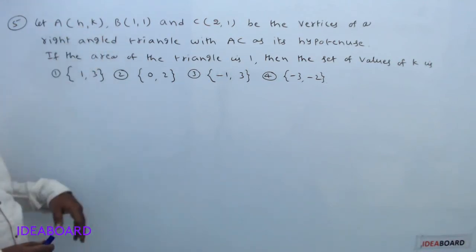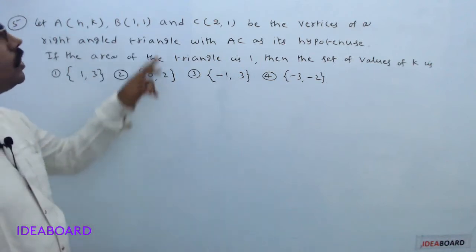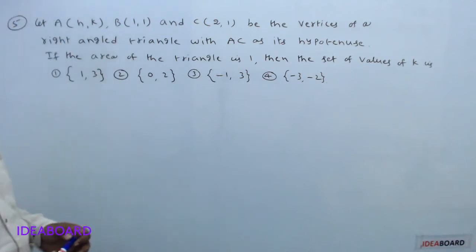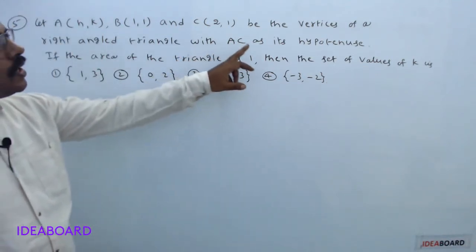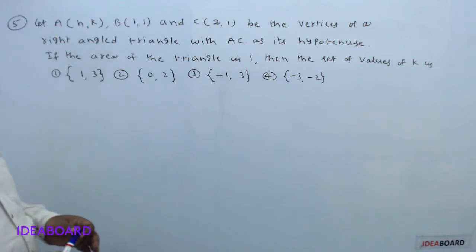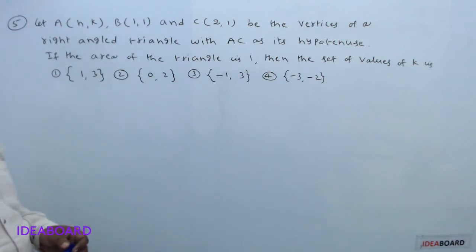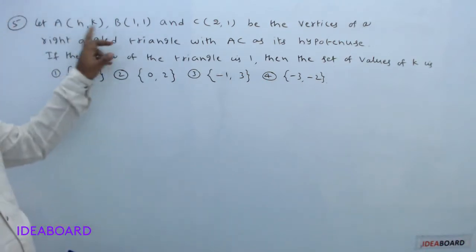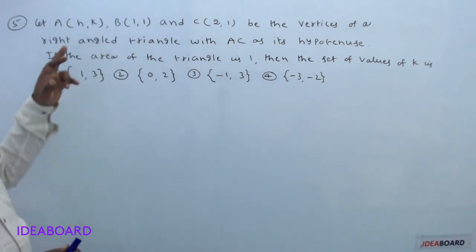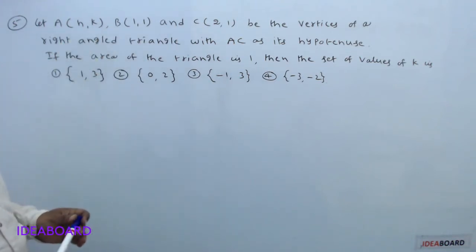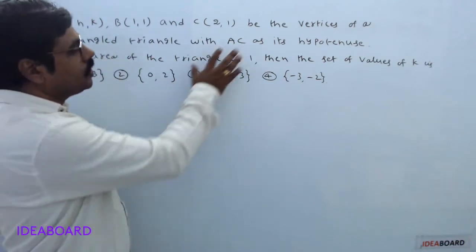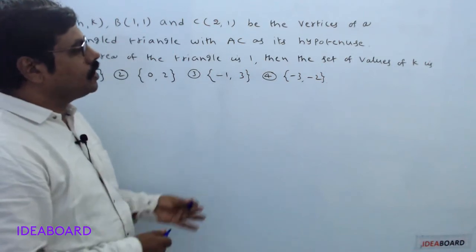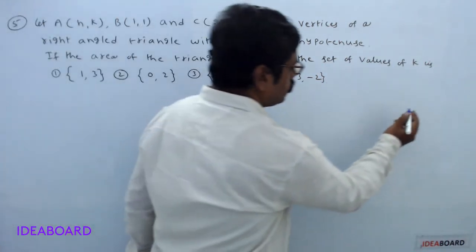Let A (h, k), B (1, 1) and C (2, 1) be the vertices of a right angled triangle with AC as its hypotenuse. If the area of the triangle is 1, then the set of values of k is. Now here these three vertices form the right angled triangle. In that right angle triangle, AC is the hypotenuse. Now first draw the right angle triangle according to the given condition.